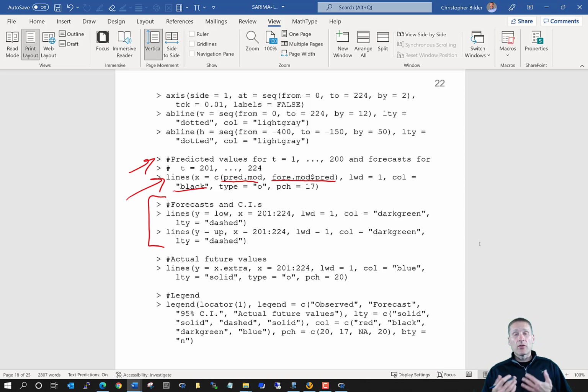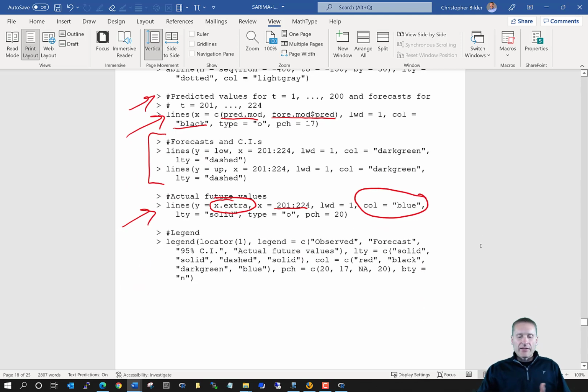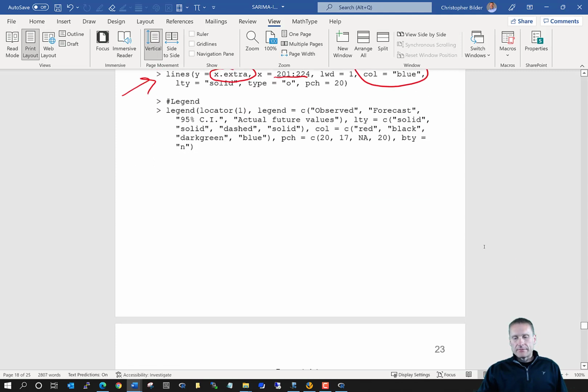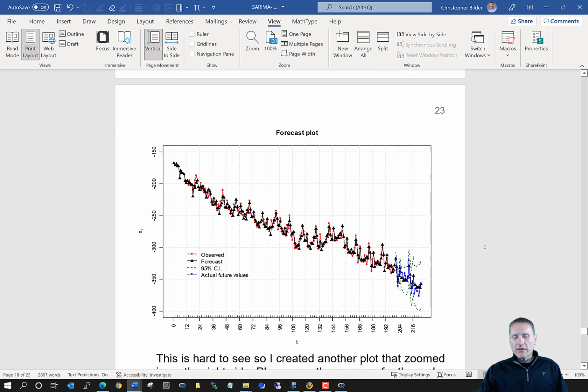Also, I'm going to do my corresponding confidence intervals as well. And then let's actually plot what the true future gives us. So with the lines function, I'm going to plot x.extra from time 201 to 224. These true values will be in blue. Lastly, I'm going to put a nice little legend on the plot. And so this is what we get.